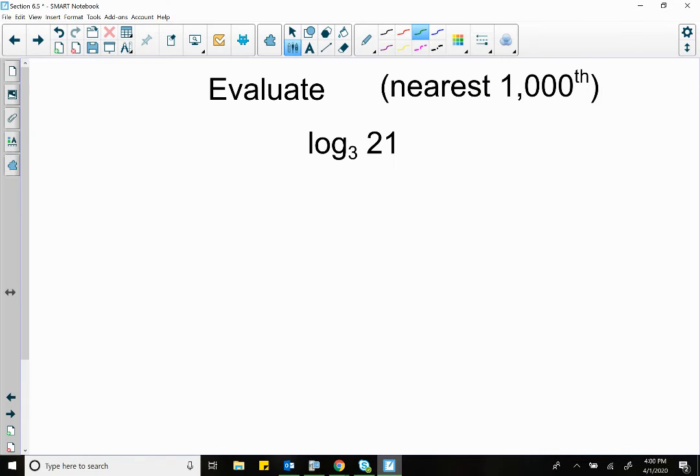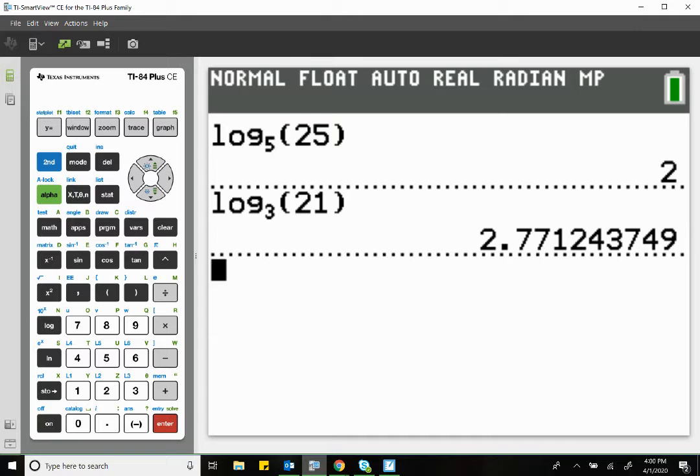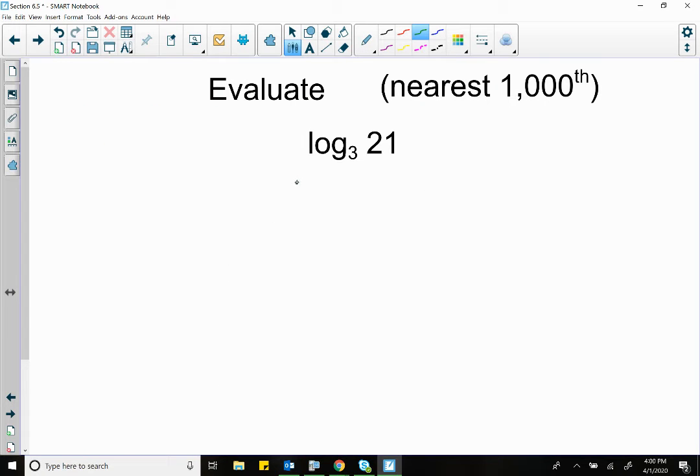And it says round to the nearest thousandth. Okay? So, thousandth, well, this is tenth, hundredth, thousandth. So what does this 2 say to the 1? Stay the way you are. So this answer is 2.771.